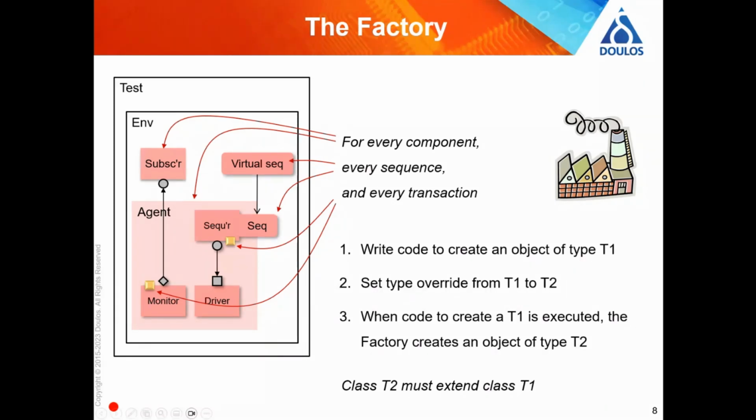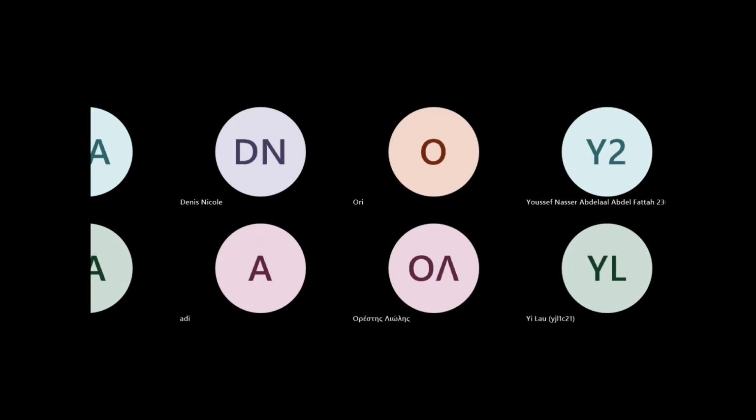You write code to make objects of one particular type, somewhere low down in your testbench, probably. Then you write another line of code, perhaps in your test, which is high up. And you say, for this particular test, please don't create my ordinary transaction, please create my special transaction instead. Or please don't create my ordinary driver, please create my special driver instead. Perhaps my special driver puts errors in or something like that.